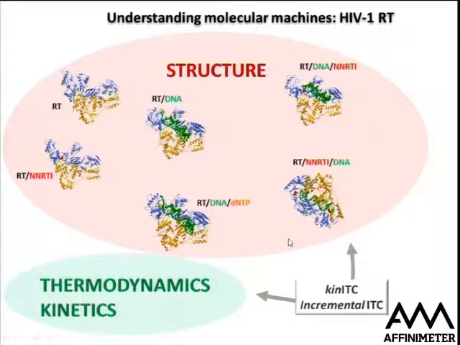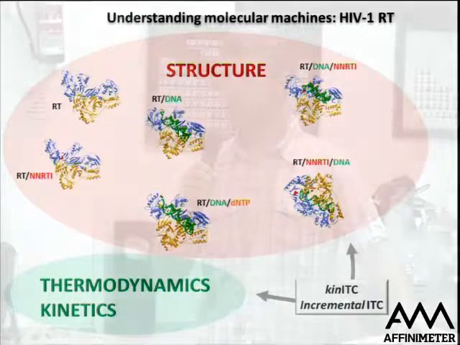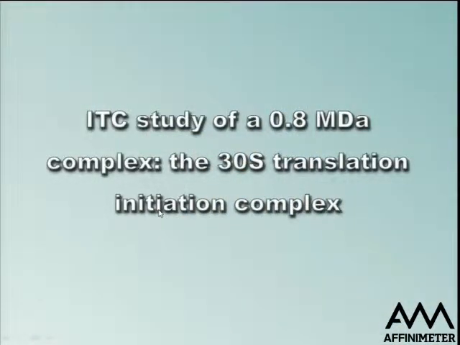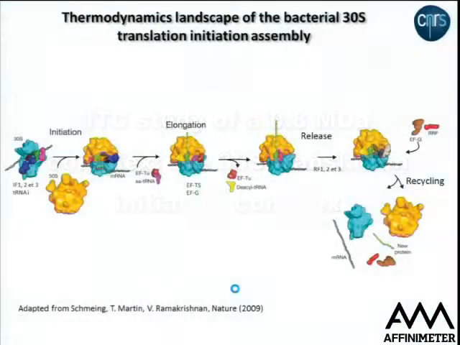the machine is working. So now RT is a nice system, but it's rather small. It's only one protein, one nucleic acid, one or two ligands. And we wanted to play with a more complicated system, so we decided to investigate the 30S translation initiation complex, the ribosome, which is more fun. So the ribosome, maybe you know, involves 4 different steps. The initiation, the elongation, the release of the nascent peptide, and the recycling of the ribosome.